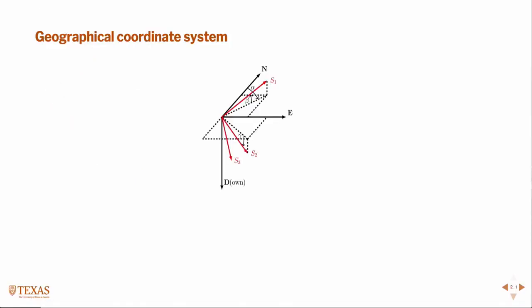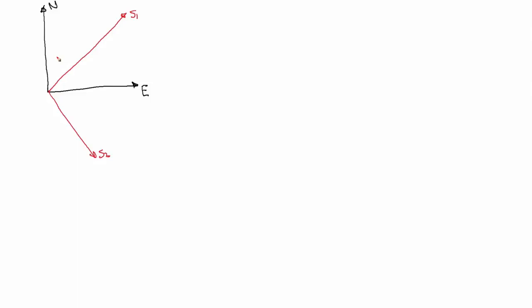So what I'm going to do is first draw north and east, and then we have S1 and S2. I hope everyone can see that, right? So if we're in the sky looking down on north and east, then the angle alpha is defined as this angle here. Right. It's also that angle there. Okay.